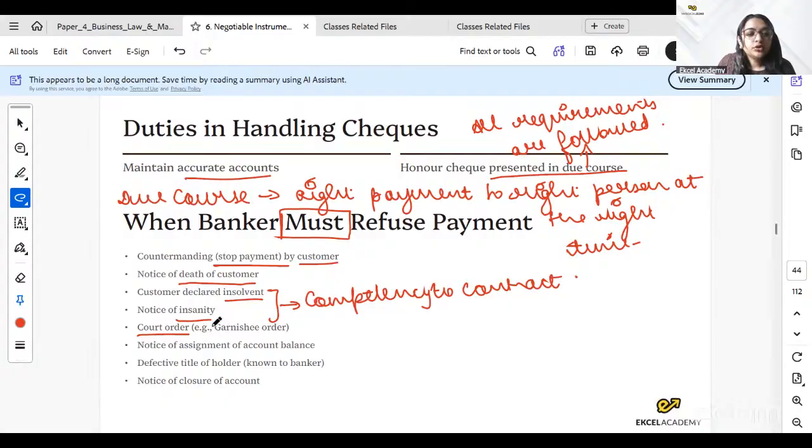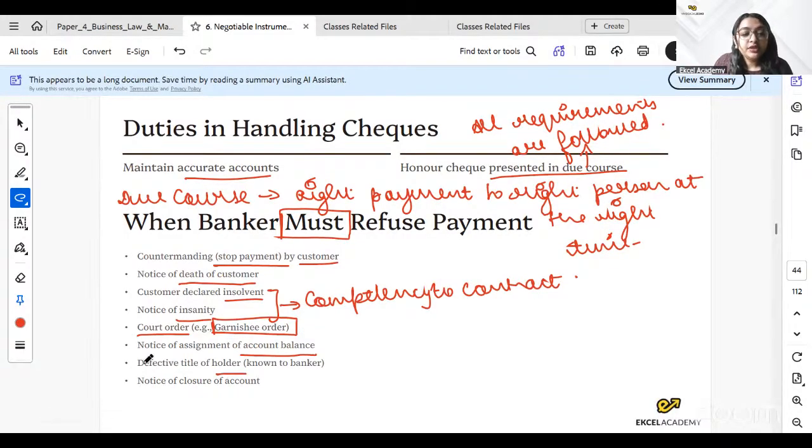Next is your court order. So if there's a garnishee order saying please freeze the bank account of this person and there will be no transactions happening, then in that case your court order will come into picture. Let's say a person is trying to flee the country. The court will order the bank to freeze all of its payments. Okay, notice of assignment of your account balance. Let's say, for example, the person has assigned the entire balance available to their kids. Then in that case, in the person's name, no payments will have to be done.